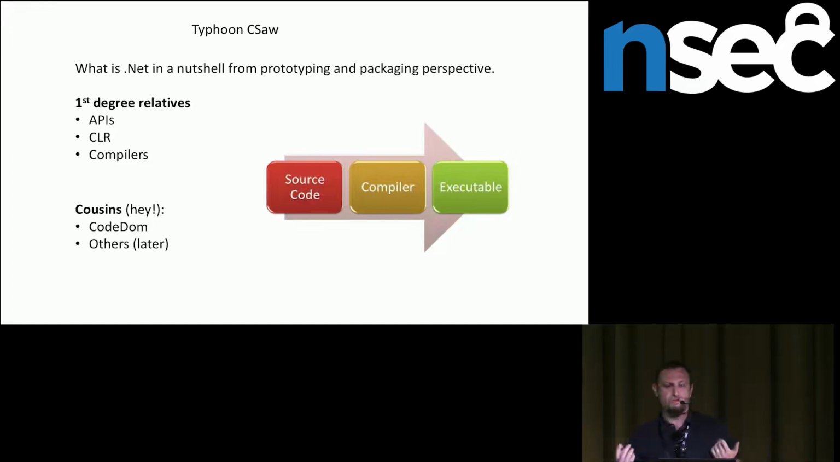From the offensive perspective, what is .NET in a nutshell, right? You've got the APIs, you've got the common language runtime, which is the framework of .NET, and you've got compilers that are inherent to the Windows installation. But you also have some distant relatives of that, right? You've got the code object model, and you've got some other things that we're going to talk about. So we want to focus on things that build things for us.